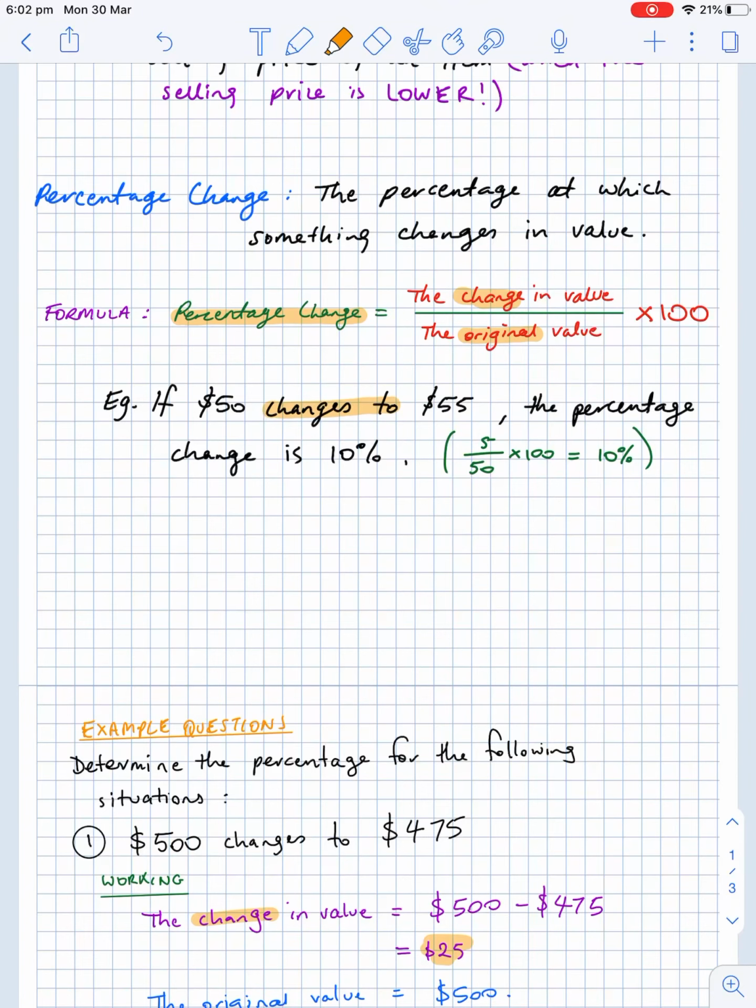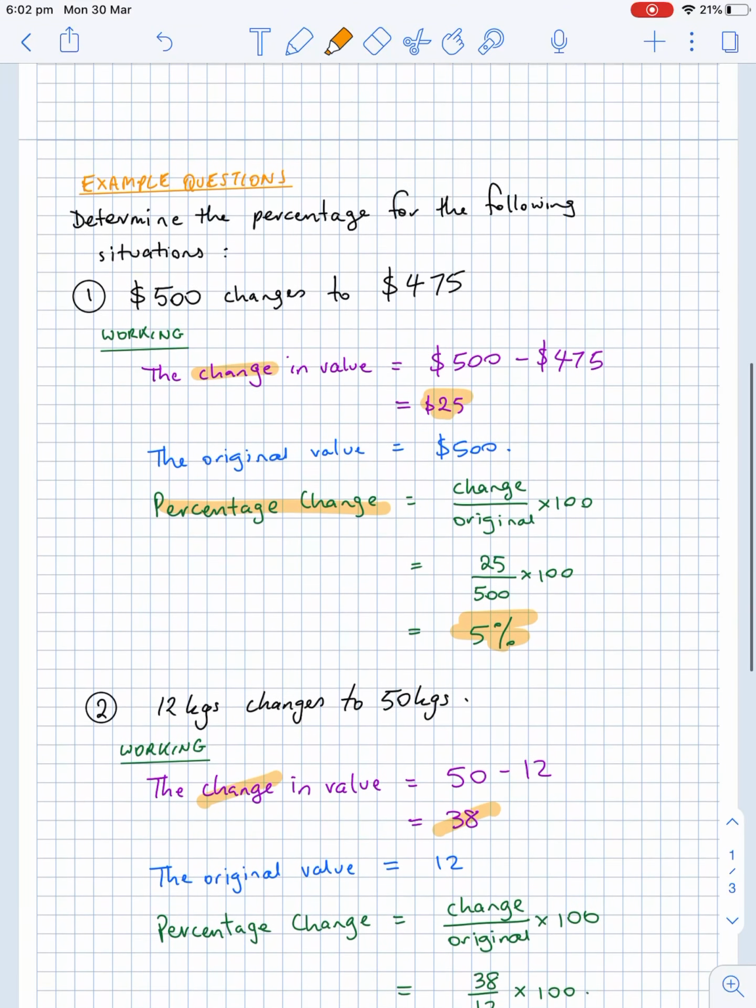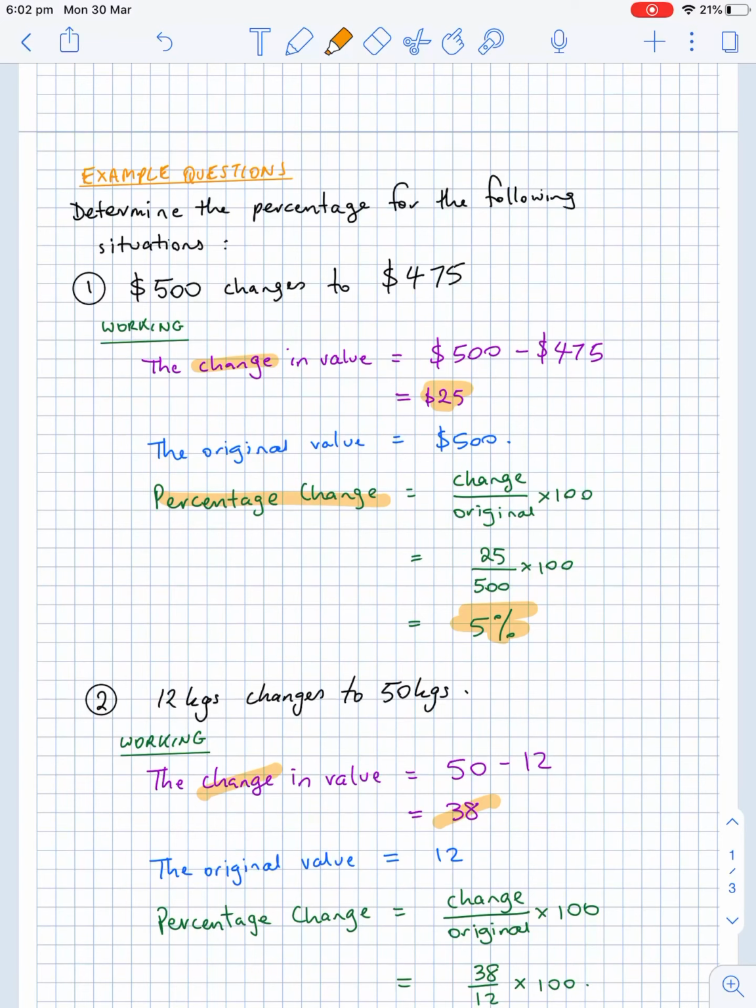For example, if 50 bucks changes to $55, the percentage change is 10%. The reason it's 10% is because the change from that to that is just $5, over the original, which is our 50 bucks, and we multiply this fraction by 100, and that equals 10%. So that is the percentage change. Think about it: what is 10% of $50? 10% of 50 bucks is only $5, and that is exactly how much it changes by. So that's the idea.